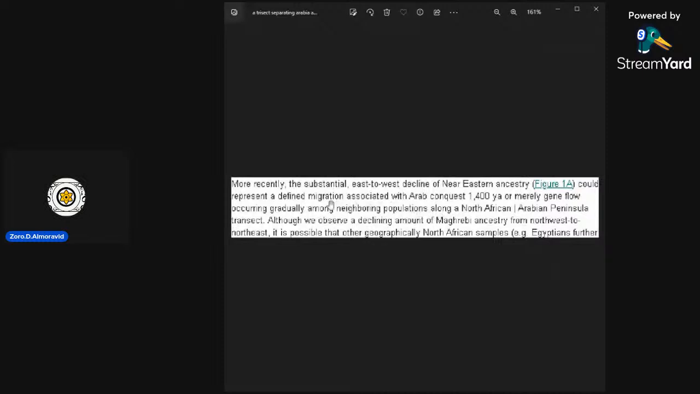So, merely gene flow occurring gradually among neighboring populations along a North African / Arabian Peninsula transect. That's the end argument for the Eastern component. So the narrative of having a recent Arab ancestor dating to the 7th century is completely false.